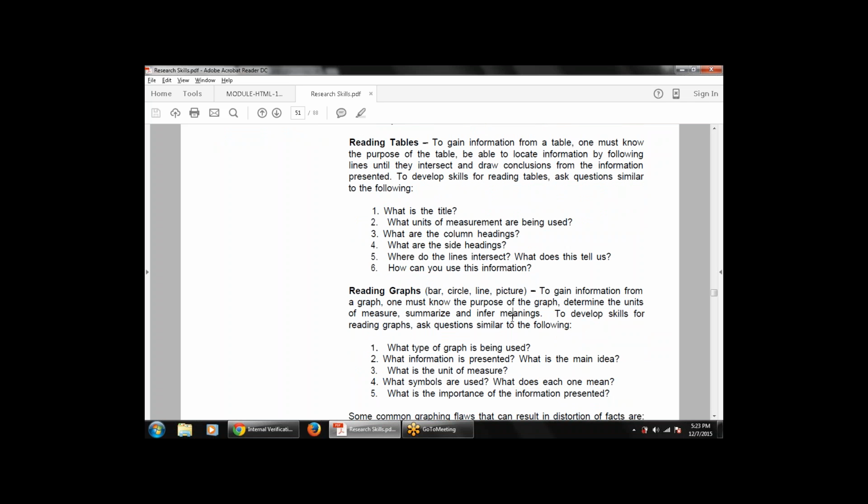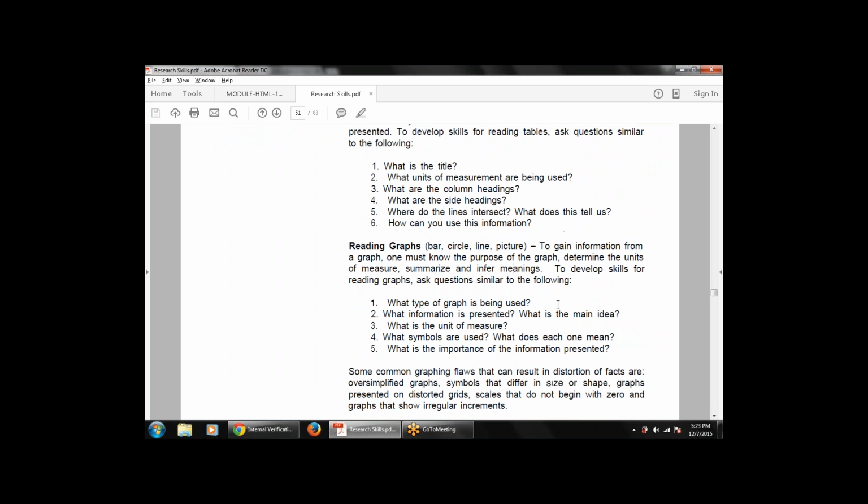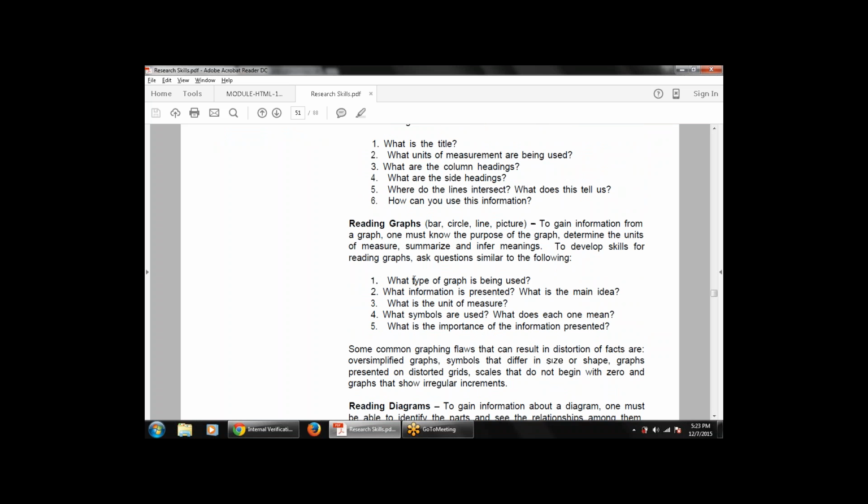Then getting the information, one must read how you can get the graphs, what is the main purpose of getting the graph, how you can summarize the graphs, and to develop the skills for reading graphs, one must answer the following questions. What type of graph is being used, whether it may be a pie chart, a line graph, or a circle graph, so that the available information is represented in an effective manner. So you can choose the graph from the available graphs.